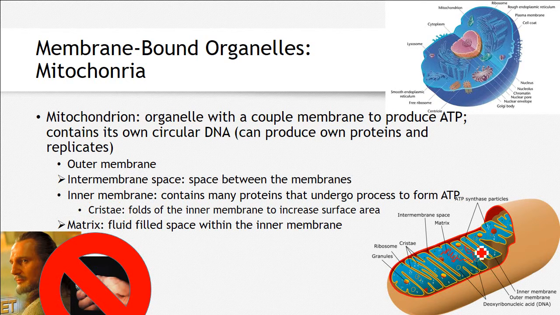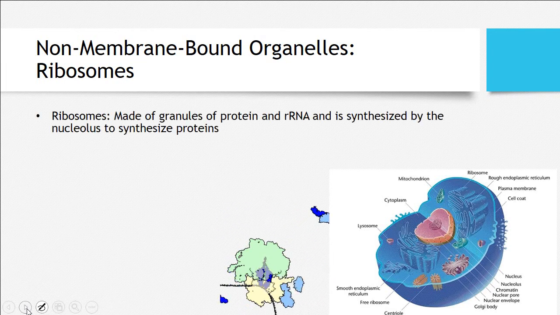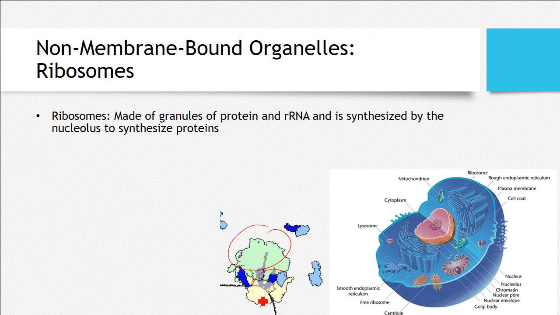Okay. All right, next are the non-membrane bound organelles. So everything that we covered before were membrane bound. These are non-membrane bound organelles. Ribosomes, you should already know. What does it do? It makes proteins. There's different subunits of ribosomes. There's usually 2 subunits here.